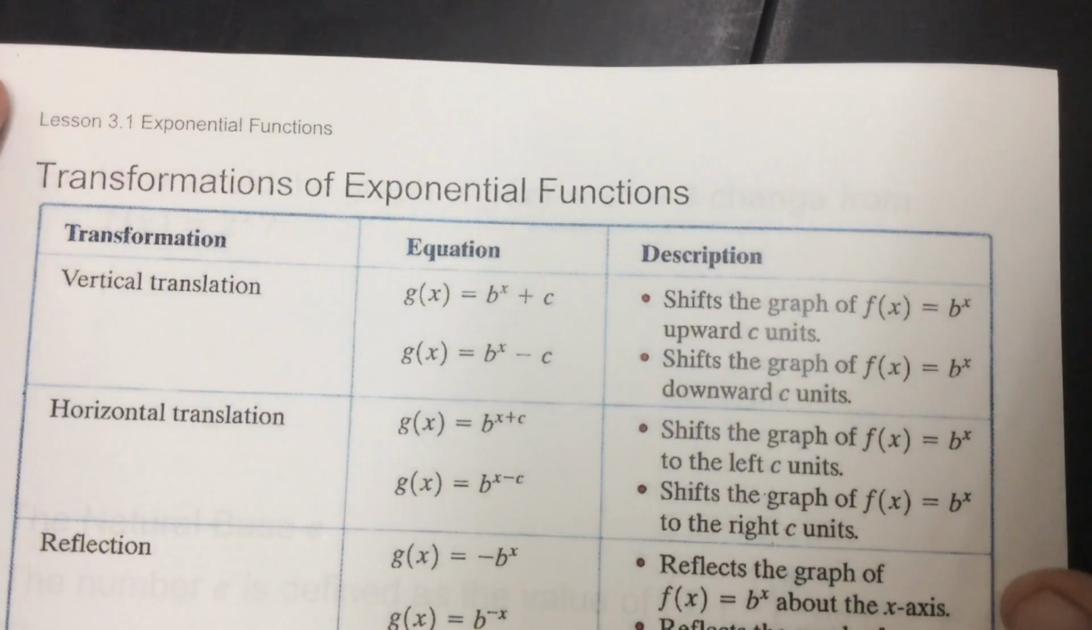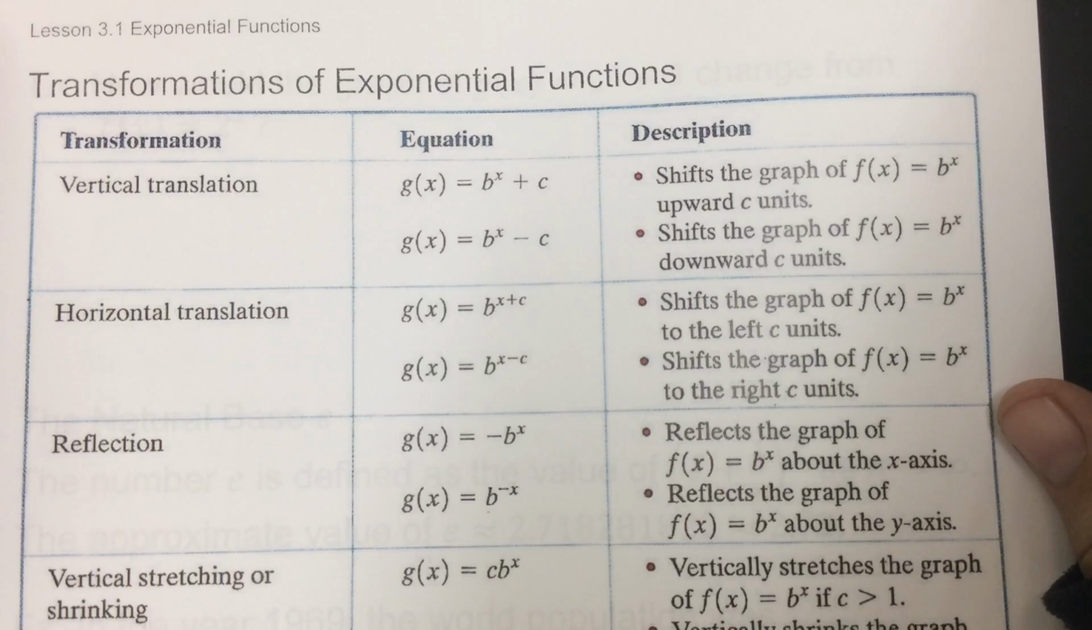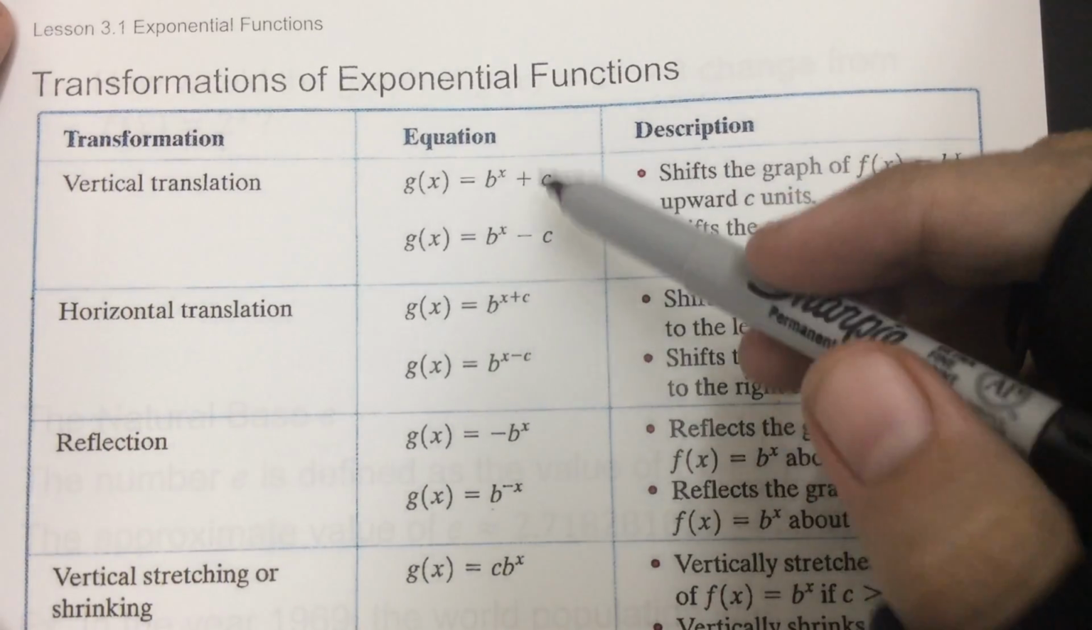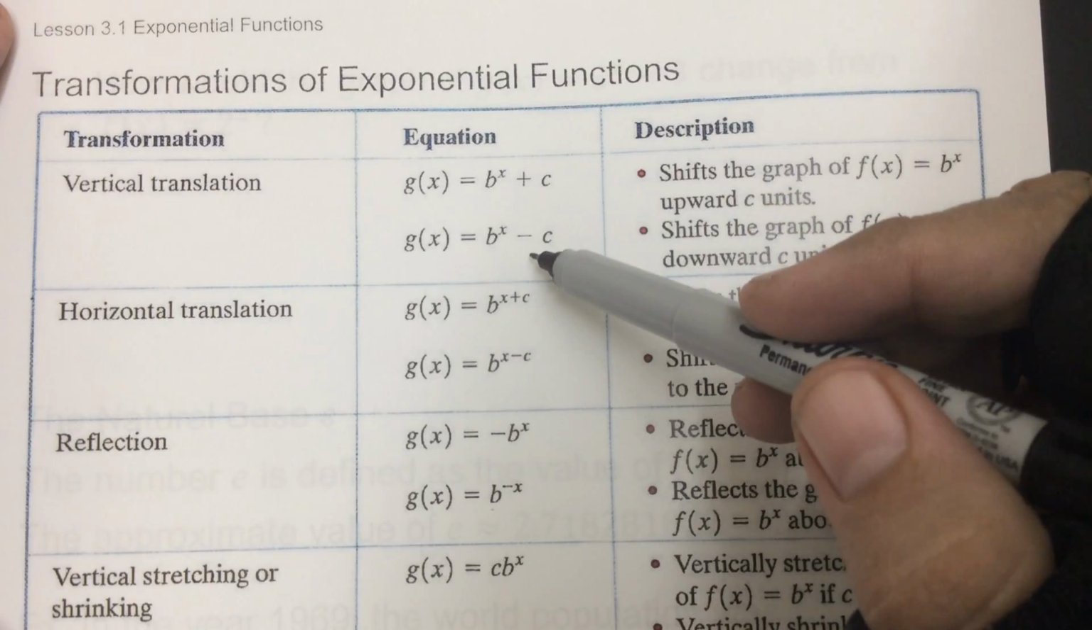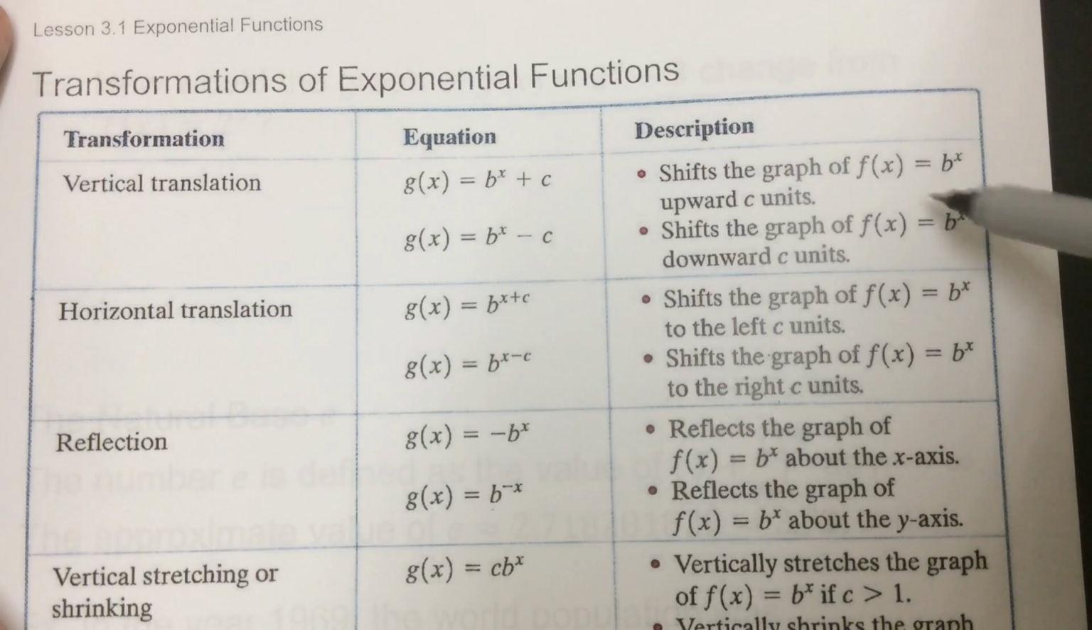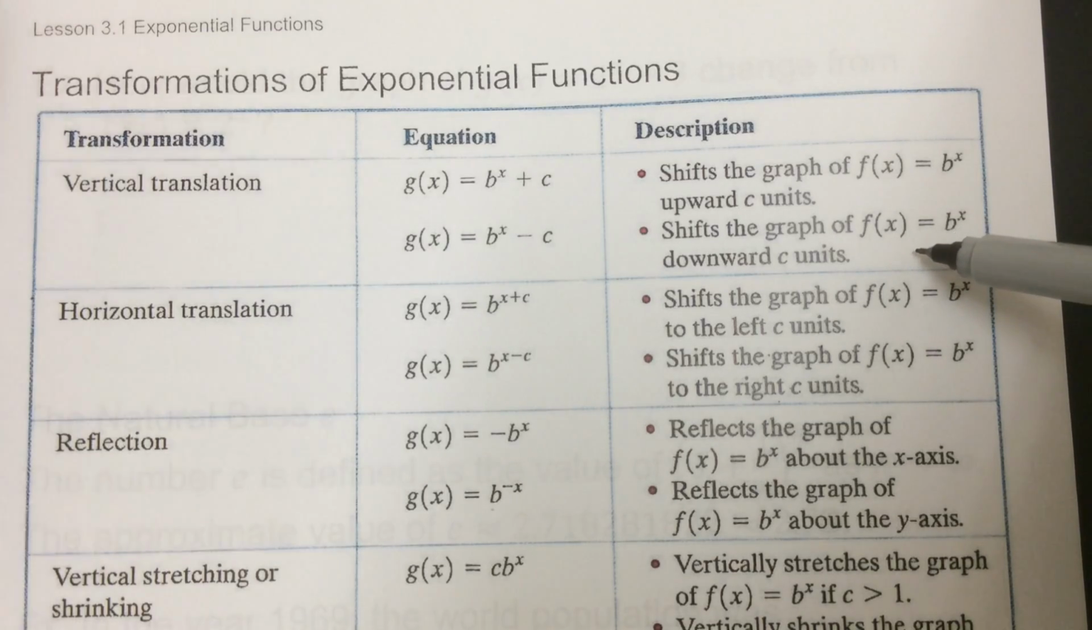Now we can transform these just like we could quadratics or polynomials. So if we add or subtract something on the outside, that's going to move it up or down from that original graph. So it's always going to go the same way that you would think. Positive would be up, negative would be down.